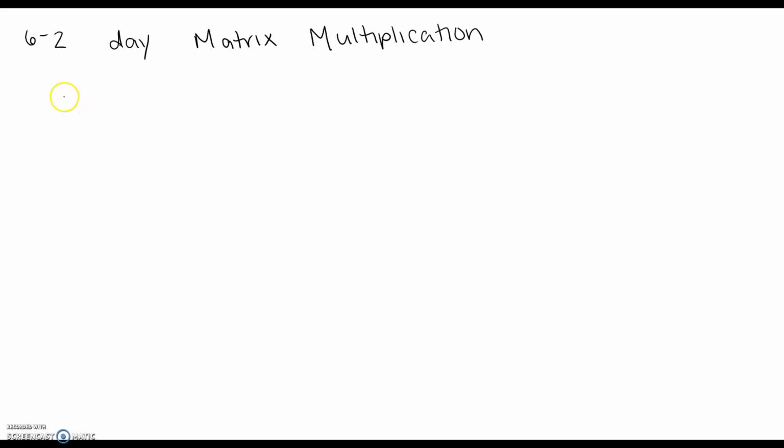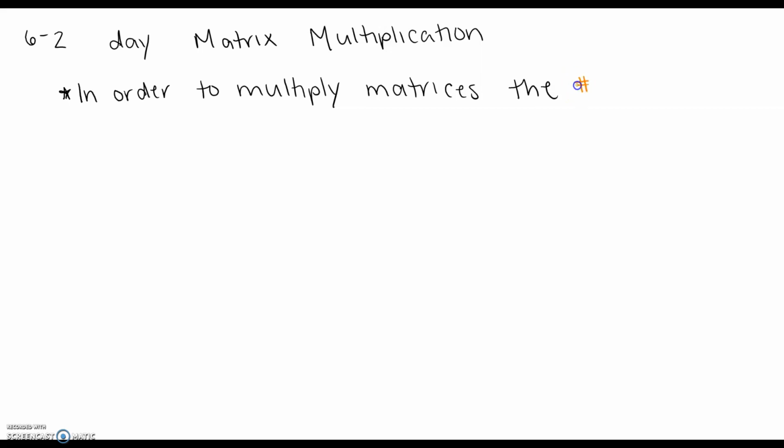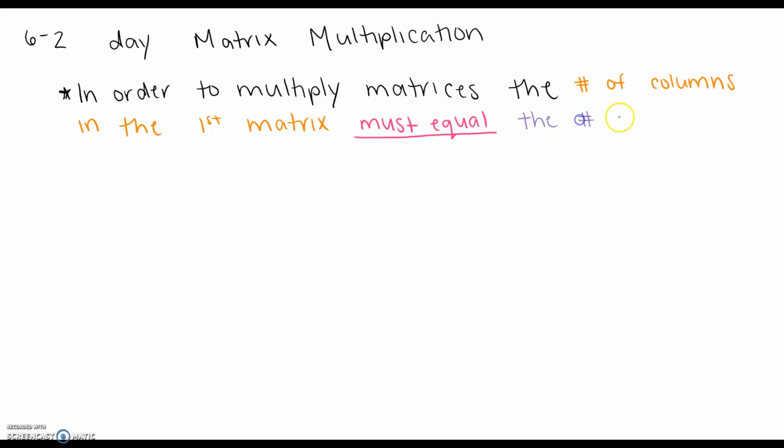So in order to multiply matrices, the number of columns in the first matrix must equal the number of rows in the second.